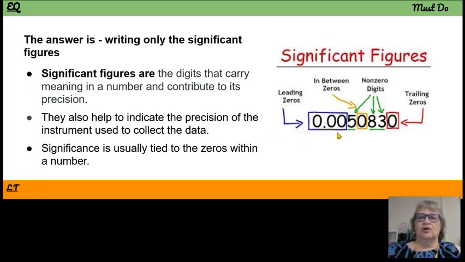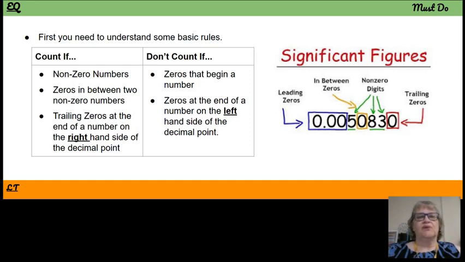They also help to indicate the precision of the instrument that you're using. If you're using a ruler, like a meter stick, you're not going to be able to measure all the way out here, right? Meter sticks measure in centimeters, so the most you could do is 3 digits after the decimal point. Significance is usually tied to the zeros within the number. I know that sounds weird, but the zeros actually mean specific things. First you need to understand some basic rules.